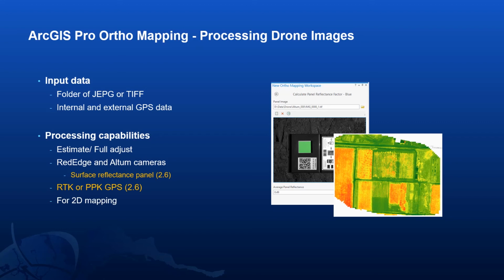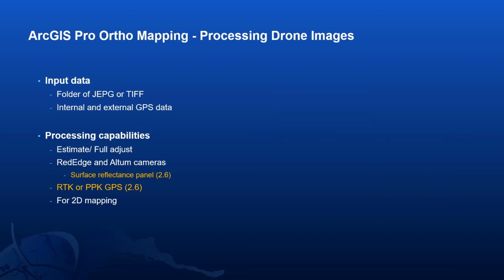At Pro 2.6, we support red edge reflectance panel, so we can process images and produce surface reflectance mosaic and create high-quality index map. Another feature we've added in Pro 2.6 is the capability of processing images with high-quality GPS, such as RTK and PPK. The adjustment will fix the image locations and only adjust image orientations. With high-quality GPS data, you can skip ground control point measurement, which really simplifies the workflow.